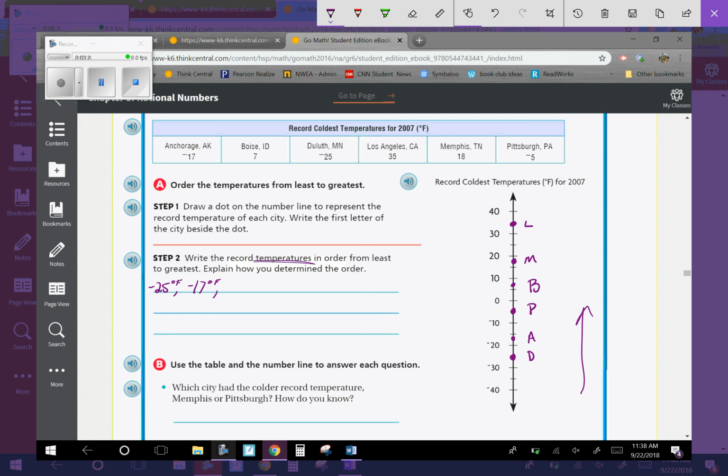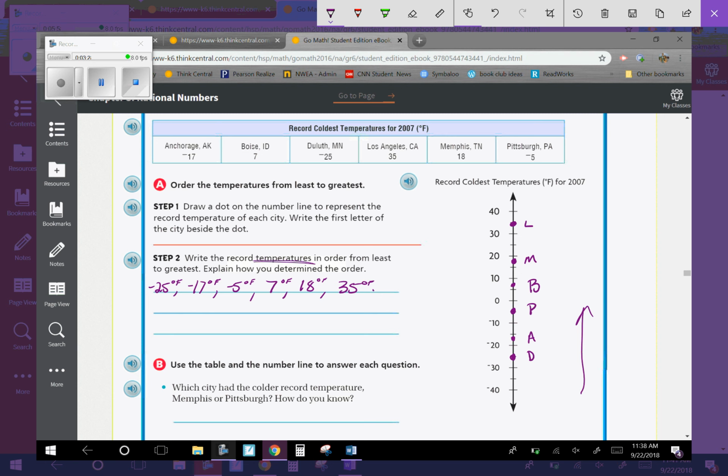And then P is Pittsburgh, which is negative 5 degrees Fahrenheit. And then B is Boise, which is 7 degrees Fahrenheit. And then M, Memphis, 18 degrees Fahrenheit. And L for Los Angeles, which is 35 degrees Fahrenheit.